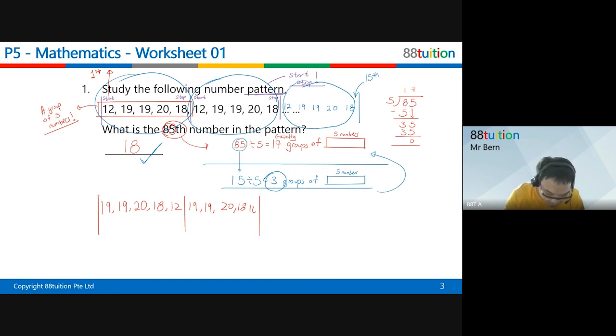So this number 12, the starting number, is given by the question. I got no choice but to call it my first number. It's not that I want to start with 19 or 12 or whatever. I got no choice, it's by the question. Jordan, is that what you're asking for? You understand?